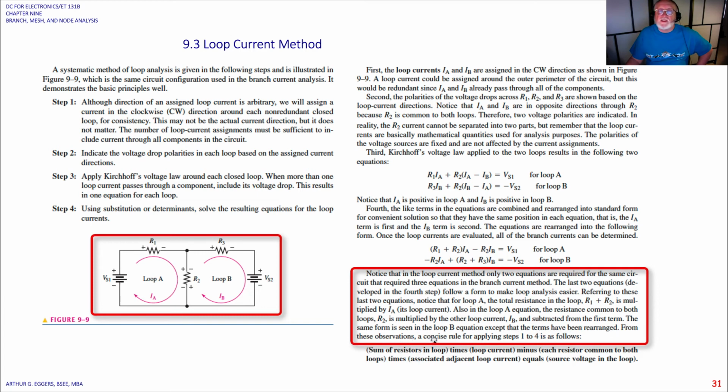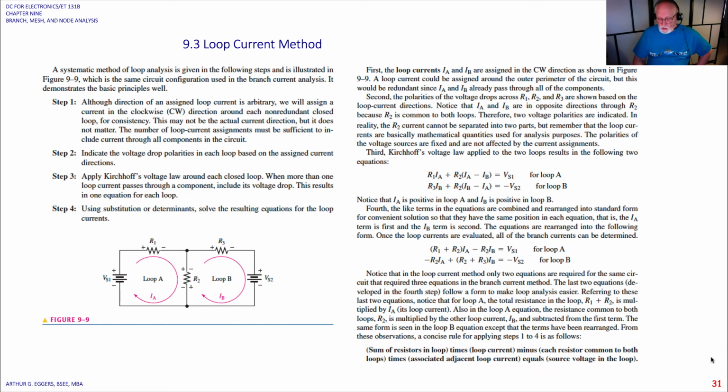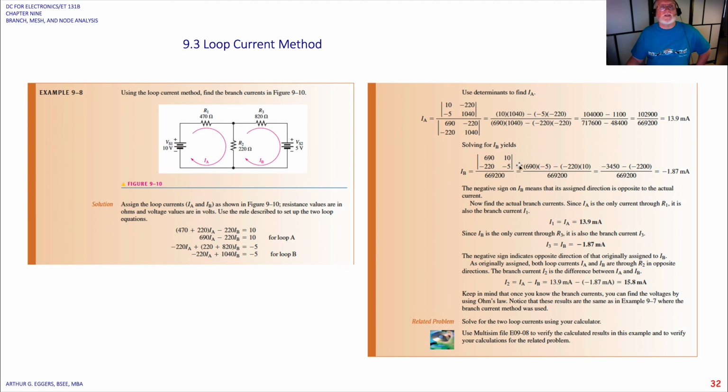From these observations, a concise rule for applying steps 1 through 4 is as follows. Sum of the resistors in the loop times the loop current, minus each resistor common to both loops times the associated adjacent loop current, equals the voltage source in the loop. Okay, so we've said a lot there, a lot to digest. Go back through that and try to get a better idea of what this is all about. We've got an example in the next video that hopefully will drive the point home.